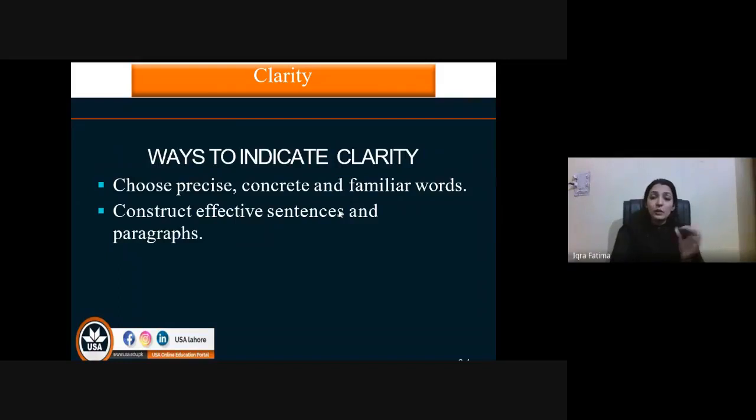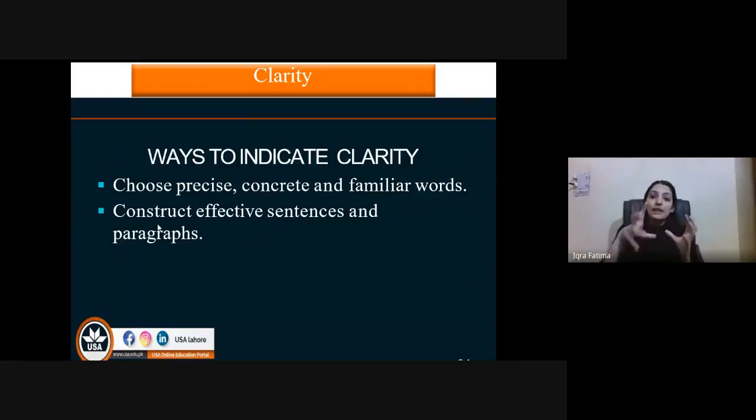But whenever you have to select one from these two, either a familiar word or one word which is more precise, you will always prefer the familiar word. We will see the examples further in this slide, but I'm telling you that whenever you have to choose between the precise word and the familiar word, you will always go for familiar words. You will not take any chance on selecting the precise word. Next one is construct effective sentences and paragraphs.